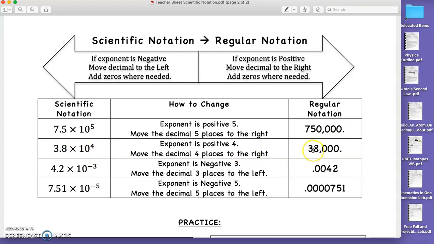Next, 3.8 times 10 to the 4th. My decimal starts here, and I go 1, 2, 3, 4. And again, I drop zeros to fill in the spots. It's 38,000.